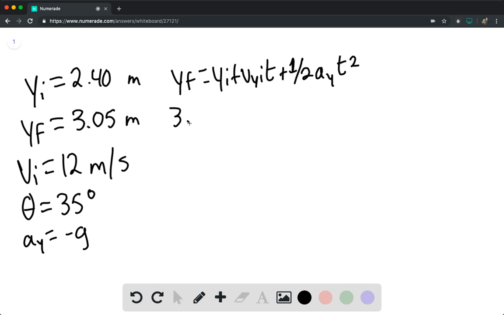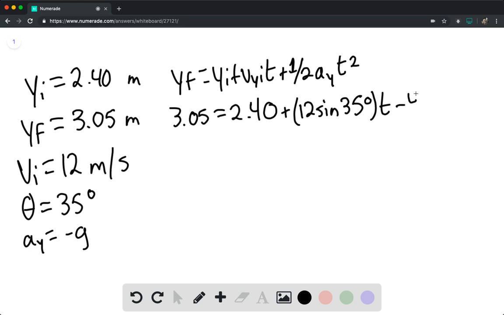So we can say that 3.05 equals 2.40 plus 12 sine of 35 degrees t minus 4.9 t squared. And at this point, this is a quadratic equation. So we can just simply solve for t using the solve function in our TI 84, 85, or 89. And we find that t is going to be equal to 1.303 seconds.